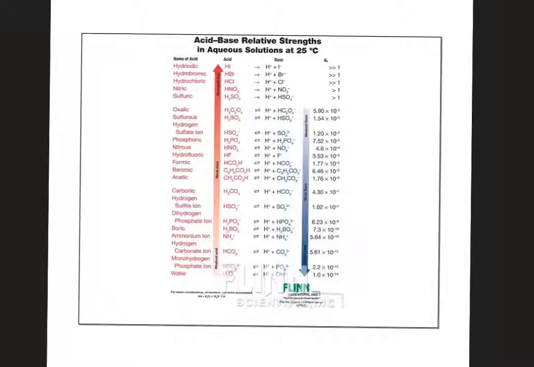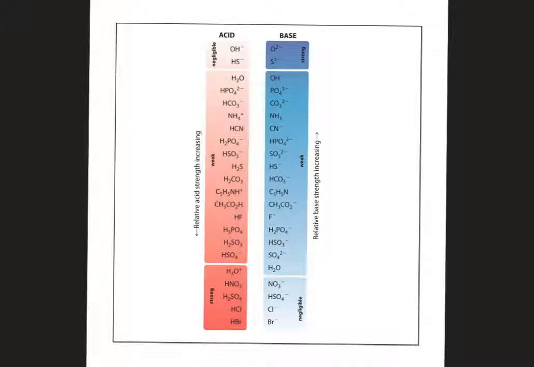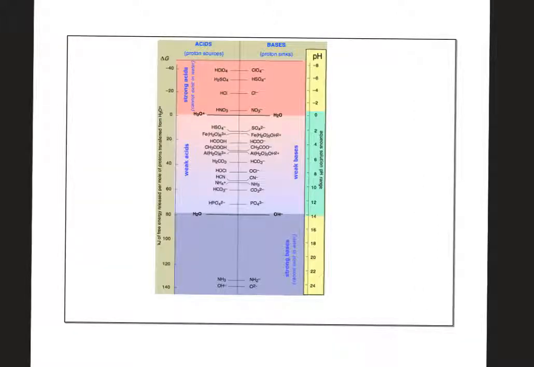So here are some different scales. We have one of these on the chart in our room, but just different acids and their relative strengths, their base strengths. So we'll be using these sometimes throughout class. Here's another one, again, just paying attention to the different strengths of acids. And another one in case two was not enough.